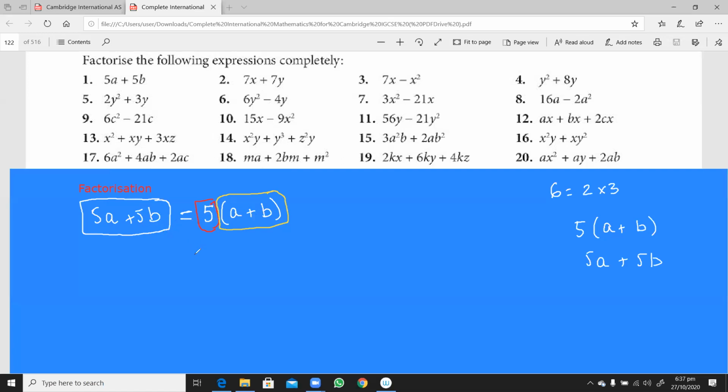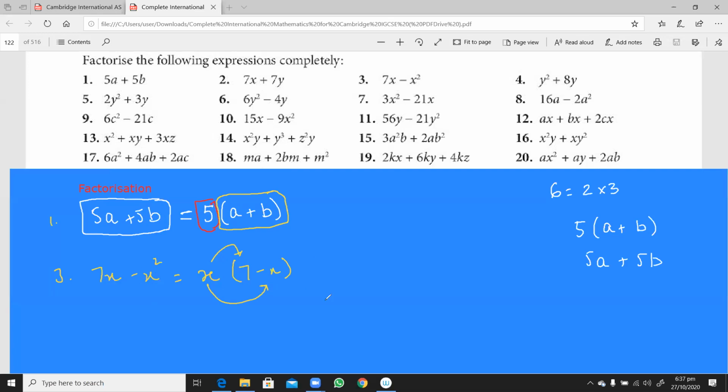If you look at this third question, for instance, you will see that it is 7x minus x squared. I can see that it can be written as x times 7 minus x. Whenever you do this factorization, you have to check by expanding mentally: x into 7 will give me 7x, and then x into minus x should give me minus x squared. So we have taken x common from here.